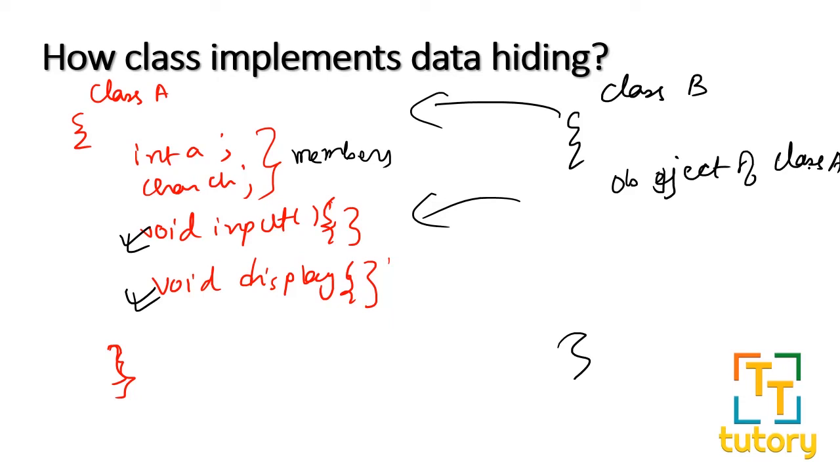So first of all, it cannot access it directly. It can only be accessed through methods. If you want to access these members of the class, you need to access them through methods only. You cannot access or manipulate these members directly. So the data inside the class is protected by the class. So this is how the class implements data hiding. If anyone wants to access the members of the class, he can only access them through methods by creating an object of that class. Okay. So I hope you have understood how the class implements data hiding.